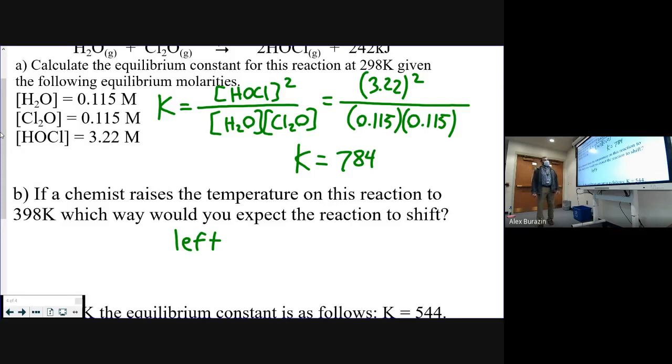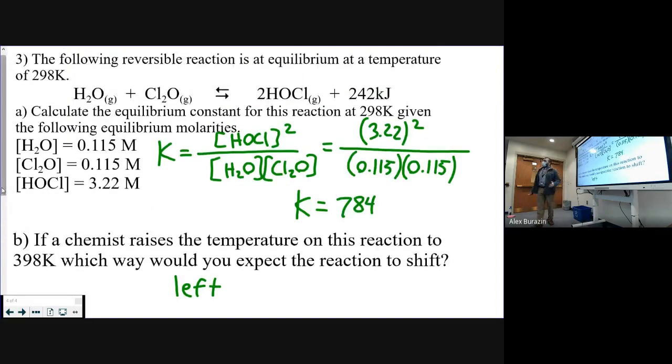So, okay, let me recap what this is, because it's obviously been like 6 days since I last talked about this. I have a reversible reaction, and this reversible reaction is at equilibrium. It's at equilibrium at a temperature of 298 Kelvin. And they're telling me these are the molarities of my chemicals at equilibrium. What we had done is we had set up K, and we had solved for K at that temperature.